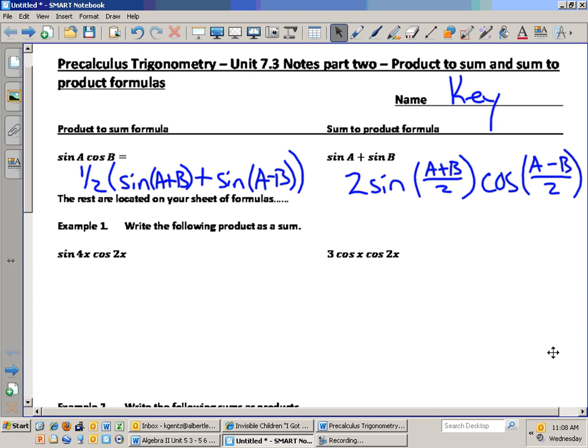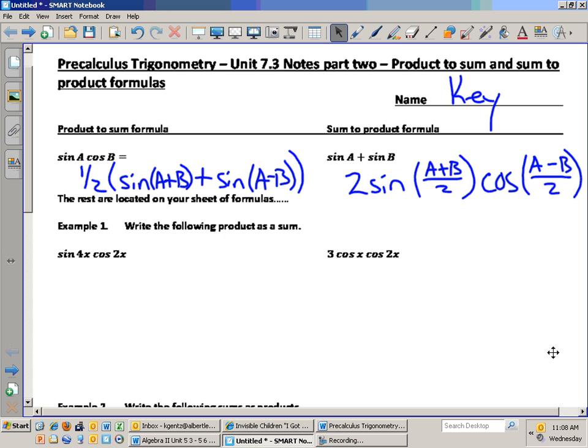What we want to do today is finish up 7.3, and we are going to work with product to sum and sum to product formulas. Meaning that we will take something that's written as a product and write it as a sum, or something that's written as a sum and write it as a product. You have 4 of these for each one. I've just written 1 for each one here. They are listed in your sheet of notes that you have. If you write down this much, that'll kind of help us get started.